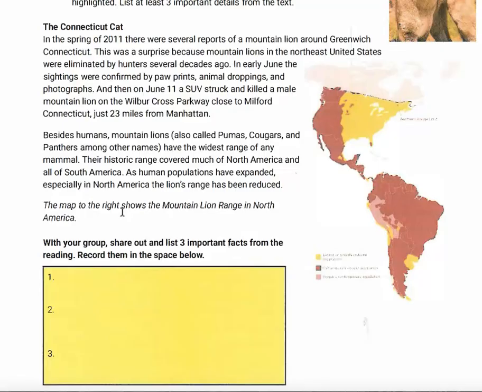Besides humans, mountain lions, which are also called pumas, cougars, and panthers, among other names, have the widest range of any mammal. Their historic range covered much of North America and all of South America. As human populations have expanded, especially in North America, the lion's range has been reduced. The map to the right shows the mountain lion range in North America.